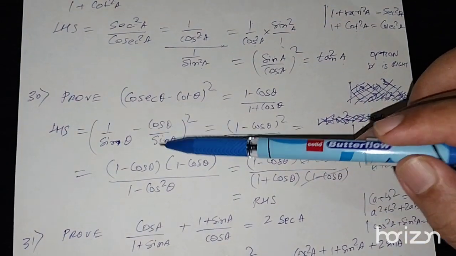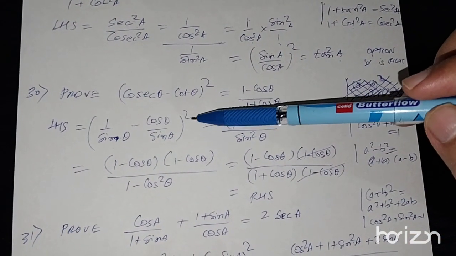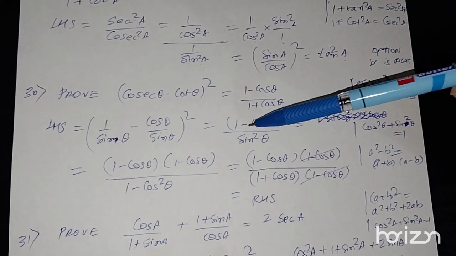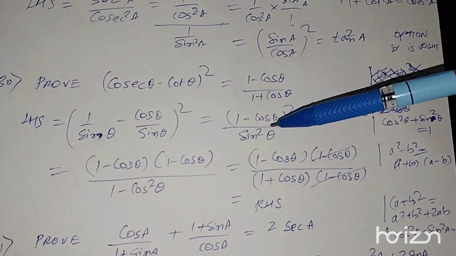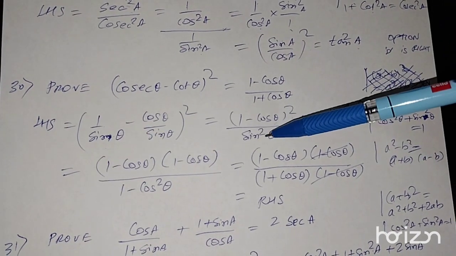Note that these two denominators are the same, so you can subtract directly, and note that there is a square for both the numerator and denominator. So we get 1 minus cos theta whole squared divided by sin squared theta.